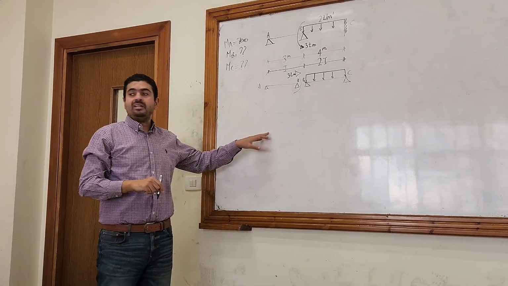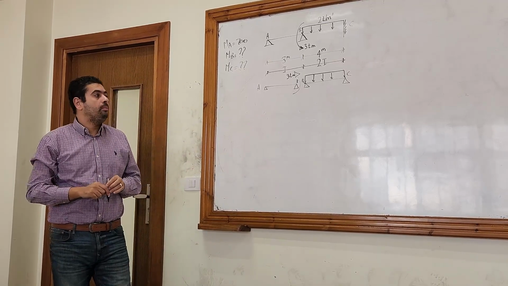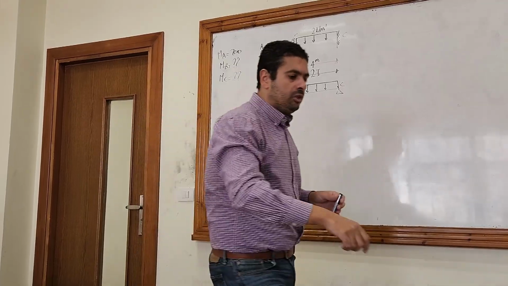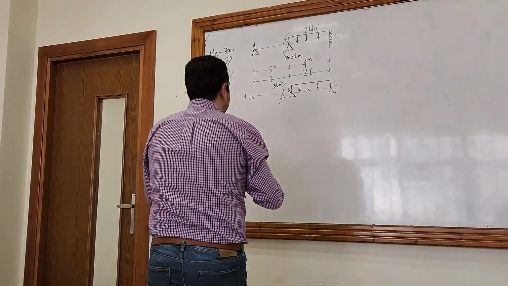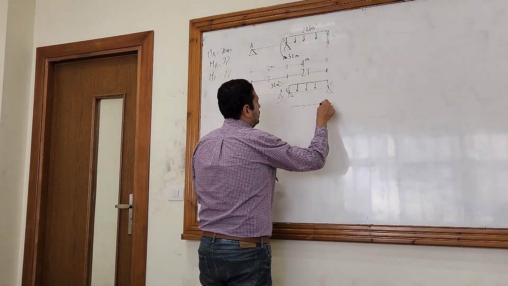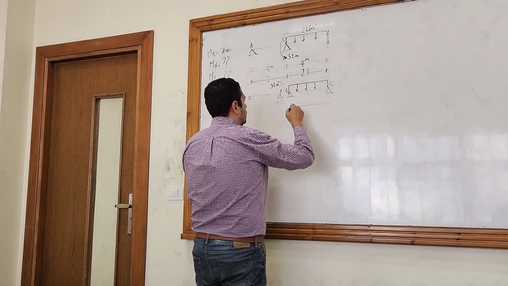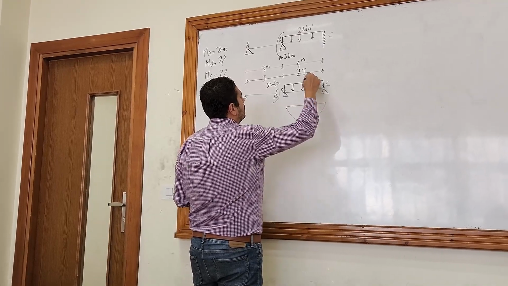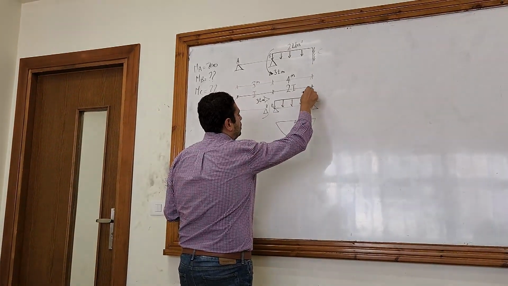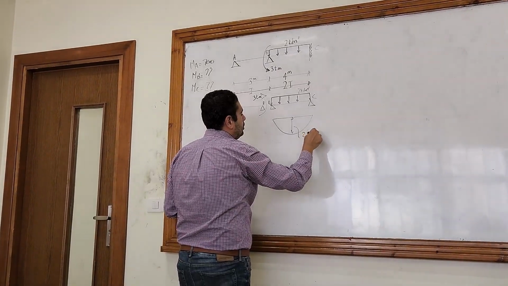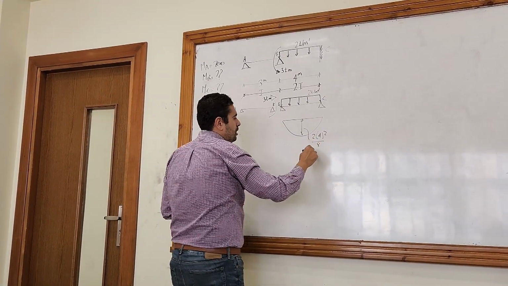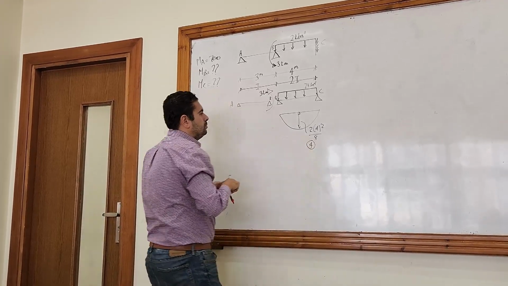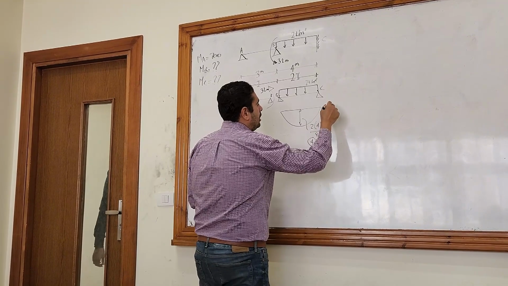Okay, what's the third step? I have to draw the bending moment diagram for each span. Let's draw the bending moment diagram for each span. Here, the moment is wL squared over 8, so 4 squared divided by 8, which is, I think, 4, yeah. This is the bending moment diagram.